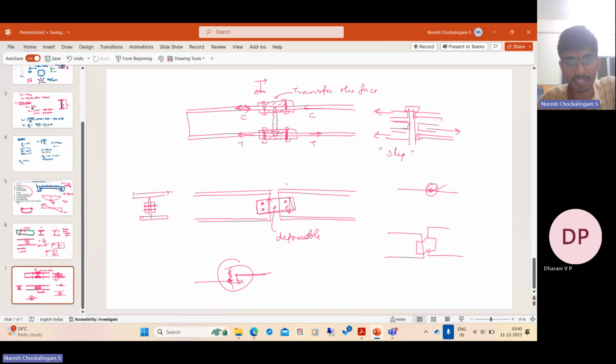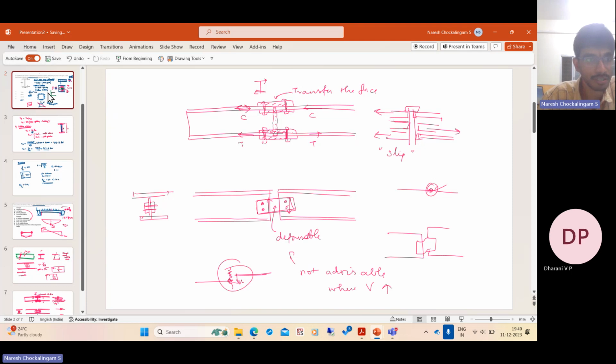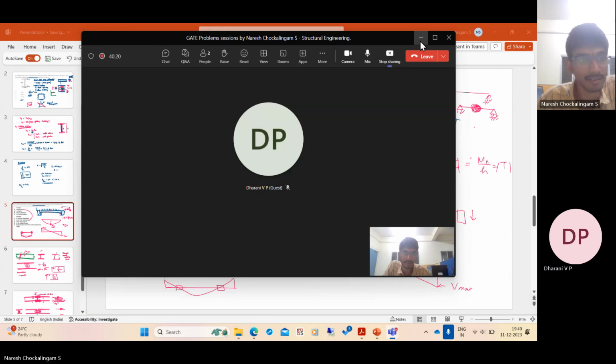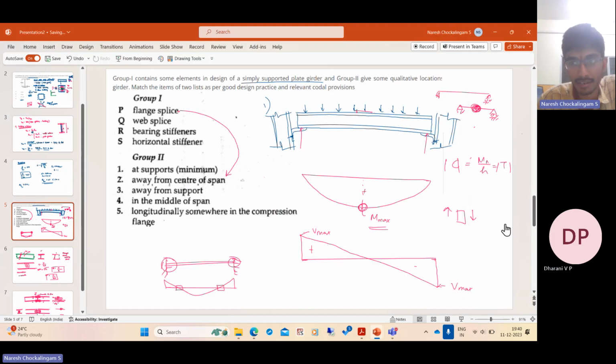Again, this means that the shear forces are not transferred effectively. Where are the shear forces? This is not advisable where the shear forces are large. Shear forces large, so what should we do? We should not put them at the support. So web splices should be provided away from the support.